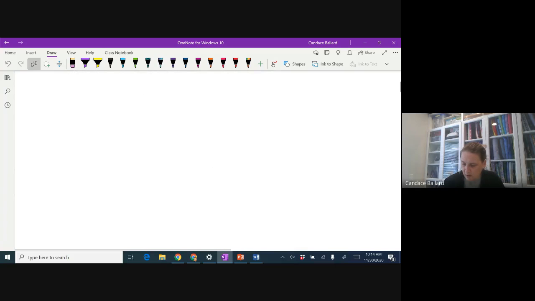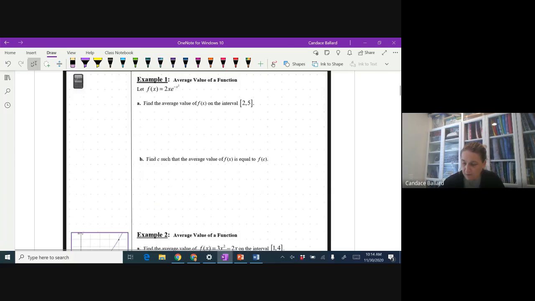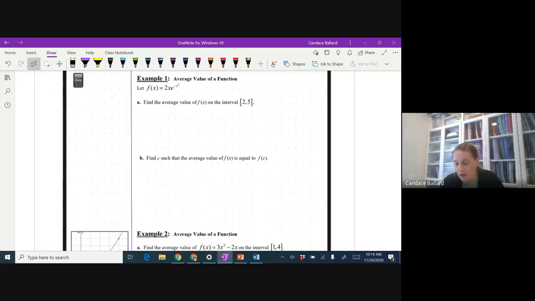Where are the rest of my notes? There it is. Okay, so there's example 1. This is technically a calculator problem. I'm going to probably end up using Desmos here because I still haven't installed my calculator properly. But I'm going to show the written work first.